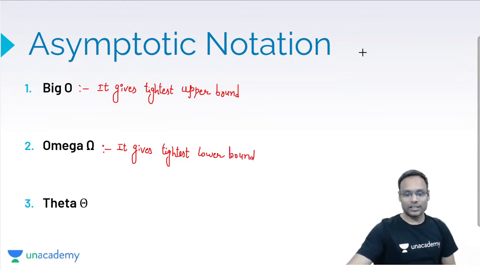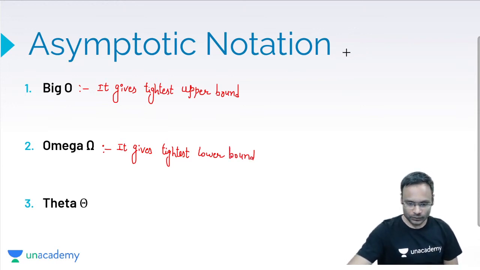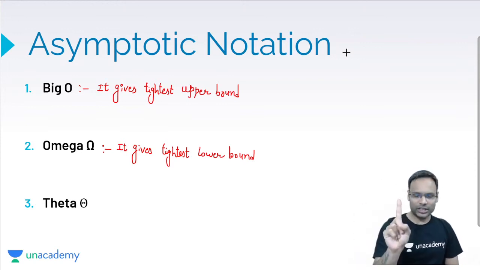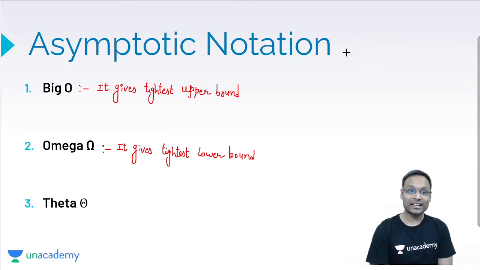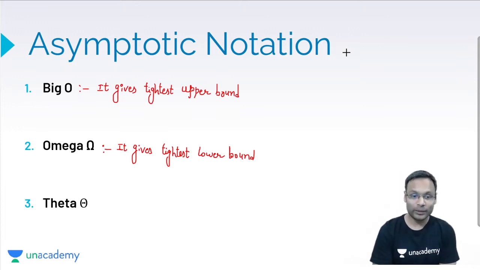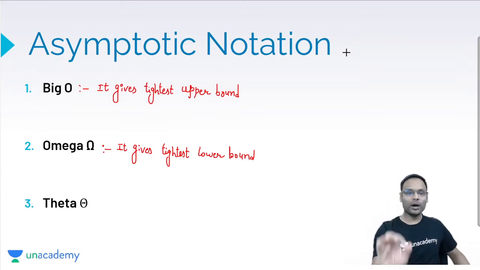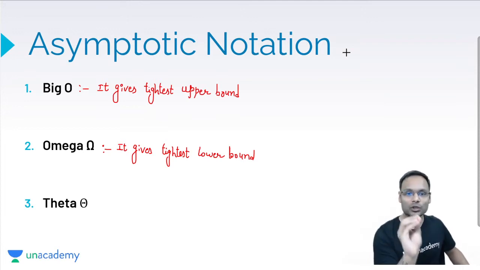It gives the tightest lower bound. Did you understand big O notation, everybody? Yes or no? Please type quickly in the message box so that I can understand and go further and explain omega. So what is the meaning of omega? Omega gives you the tightest lower bound.